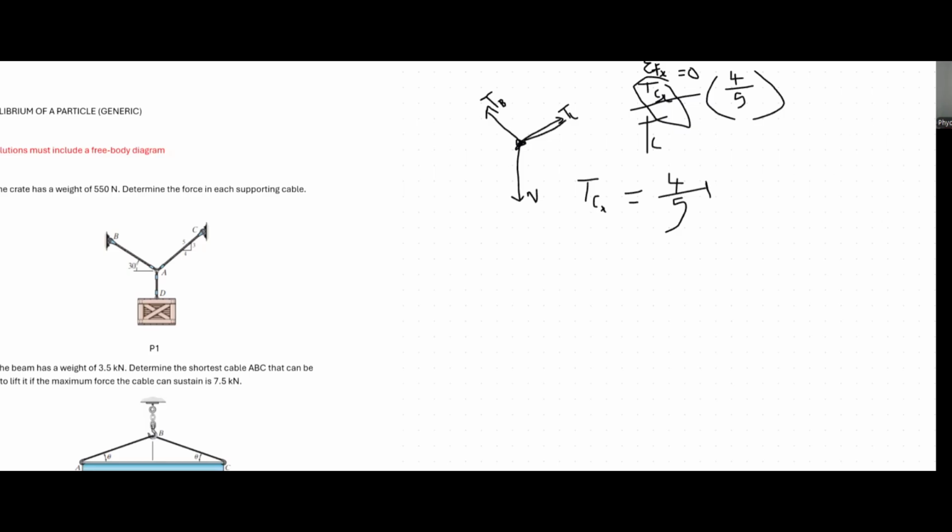This side, you can see that we already have an angle. So we are going to say TBX over TB, like we did on the other side, over TB.